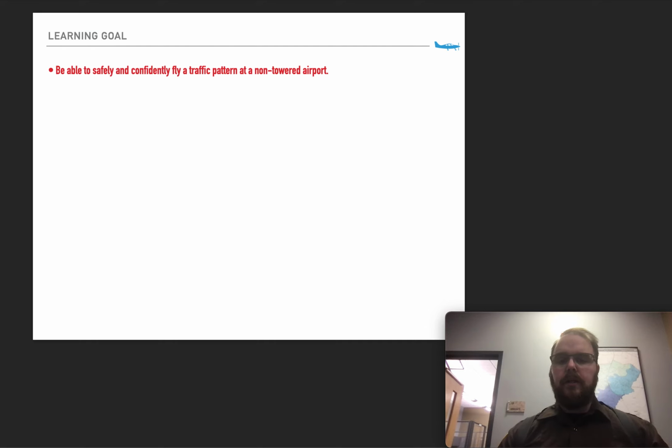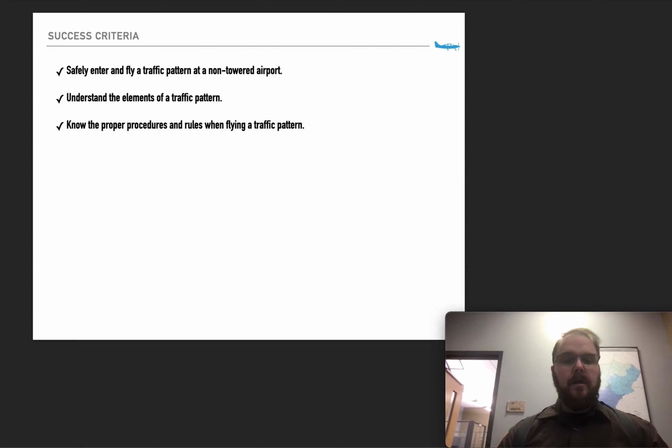The learning goal today is to be able to safely and confidently fly a traffic pattern at a non-towered airport. The success criteria is going to be the student is able to safely enter and fly a traffic pattern at a non-towered airport, understand the elements of a traffic pattern, and know the proper procedures and rules when flying in a traffic pattern.